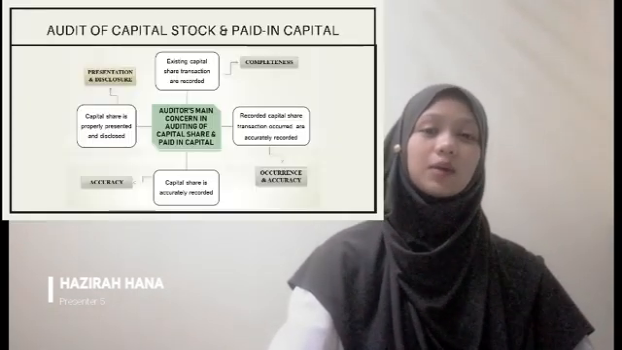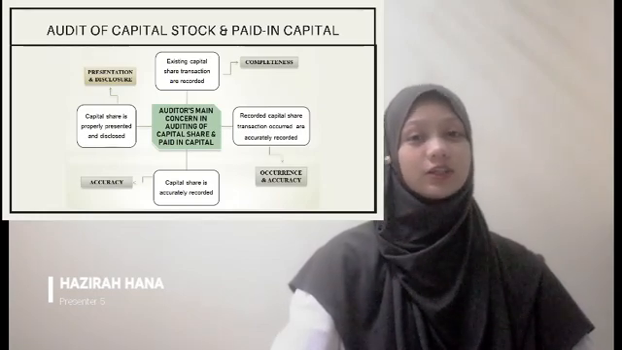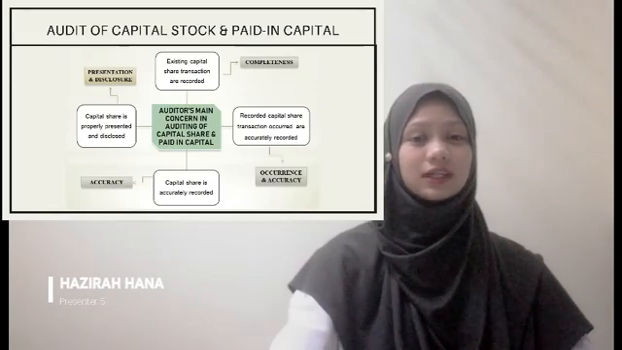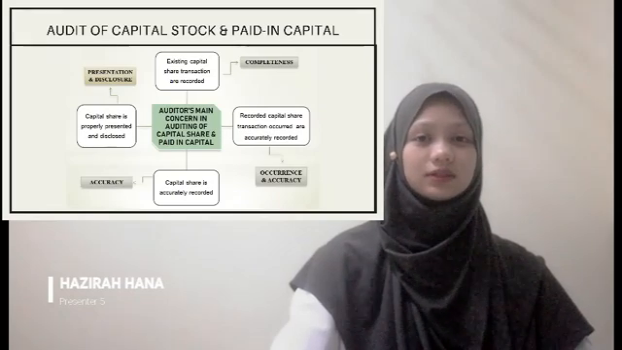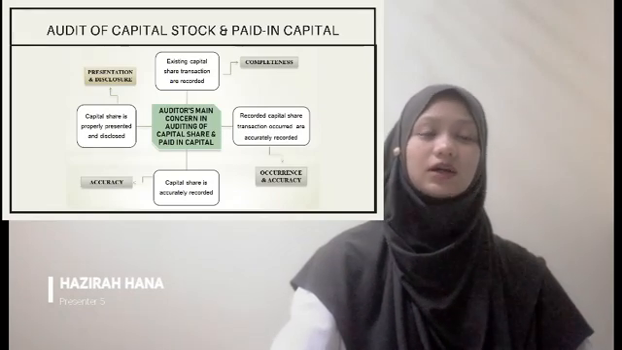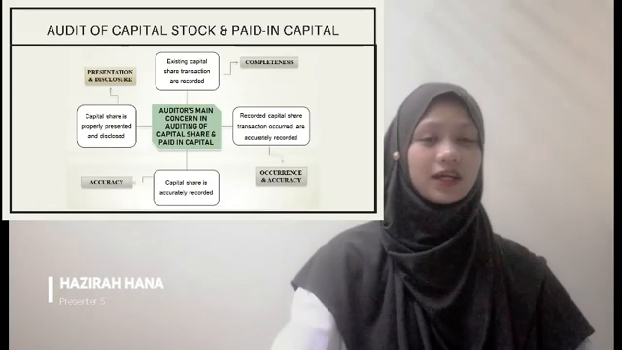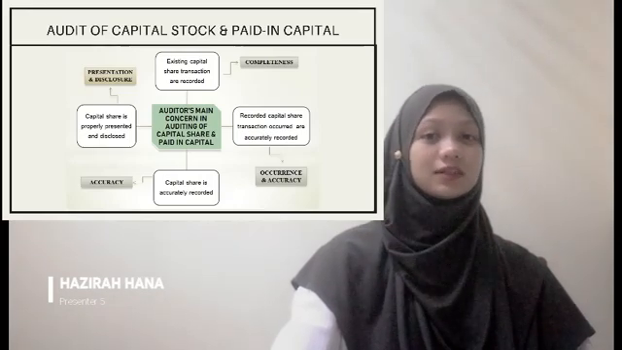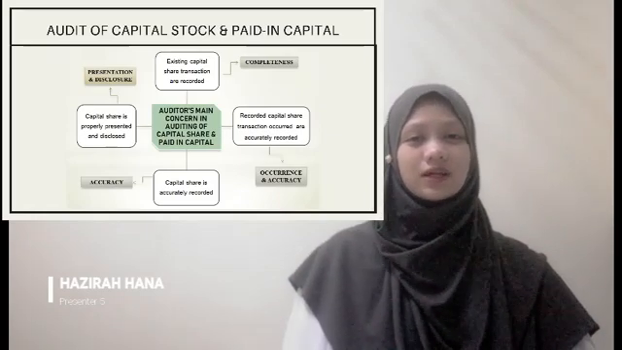and paid-in capital, there are a few main concerns for the auditors. The first one is existing capital share transactions are recorded. The second one is recorded capital share transactions occurred and are accurately recorded. And the third one is capital share is accurately recorded. The fourth one is capital shares are properly presented and disclosed. So I will go with the first concern.